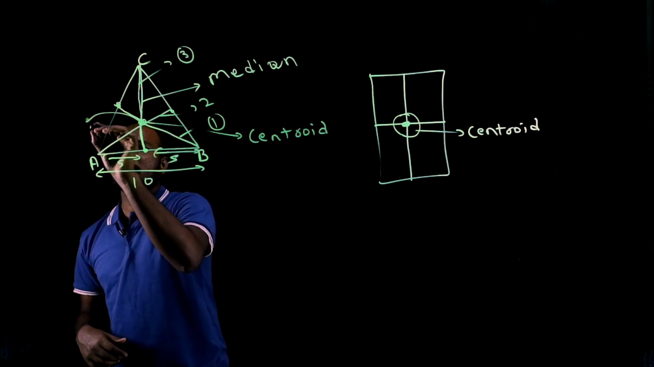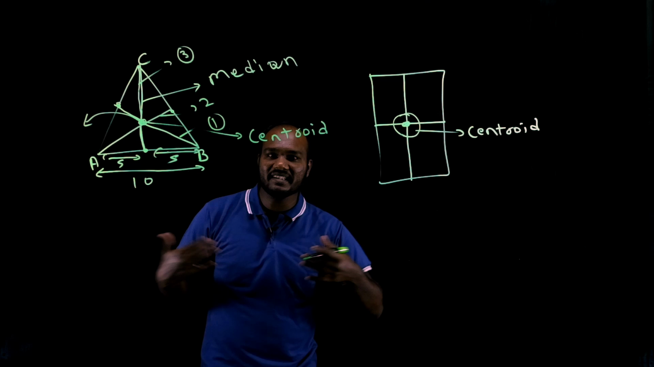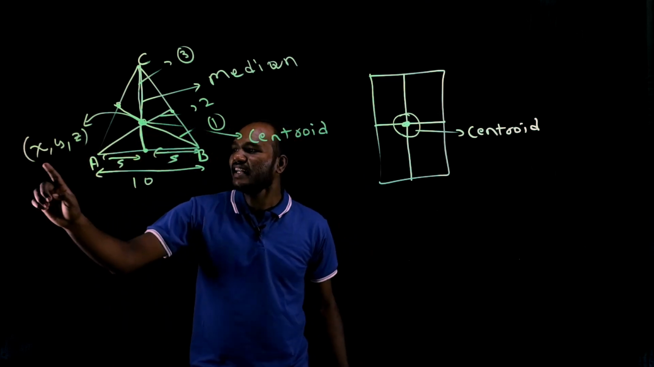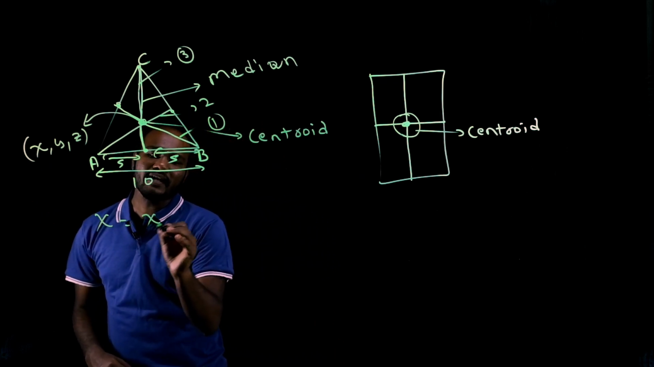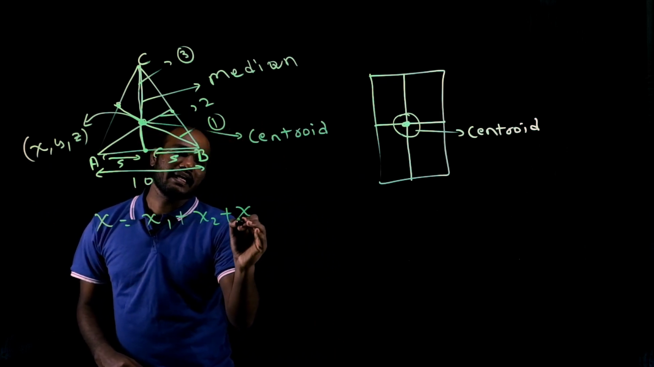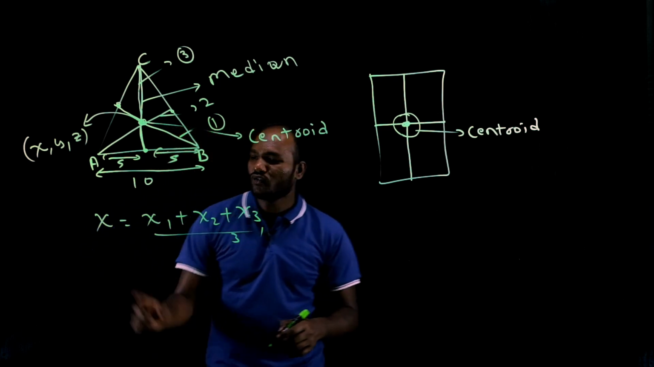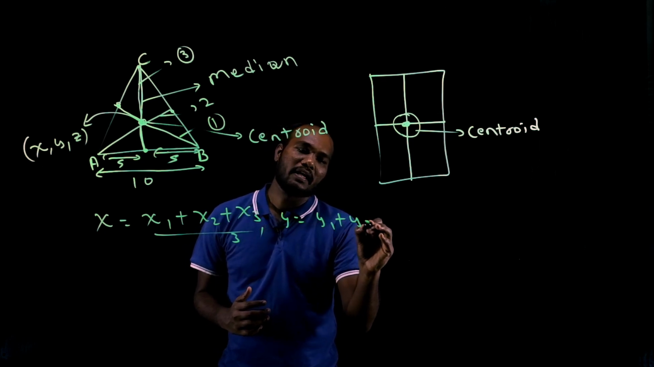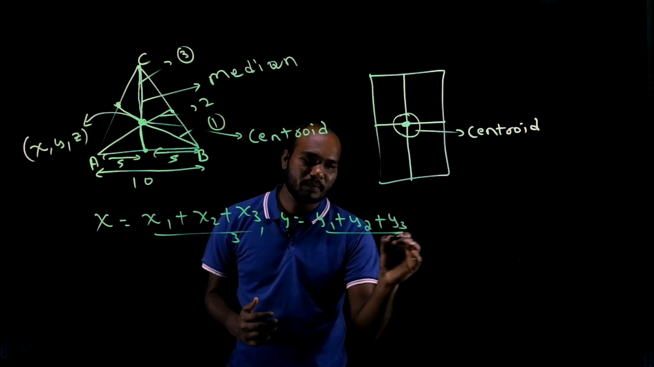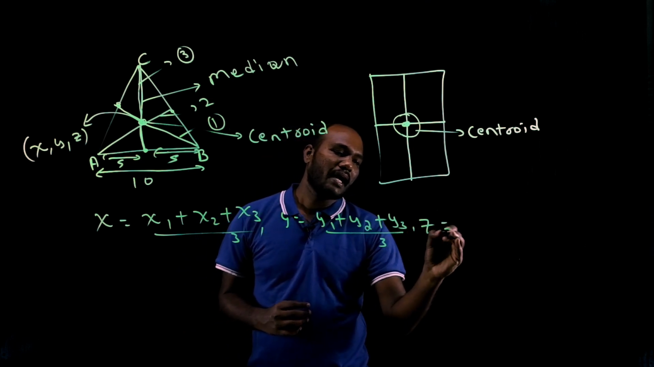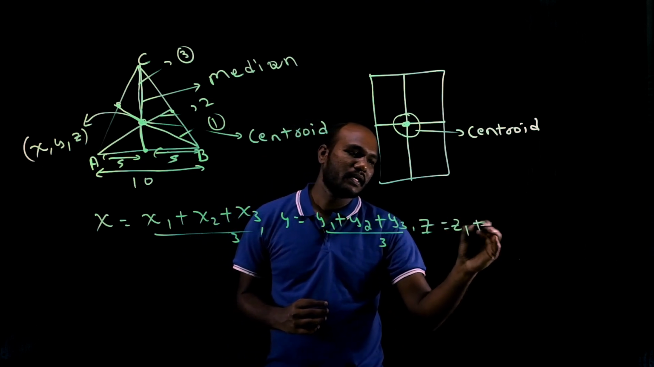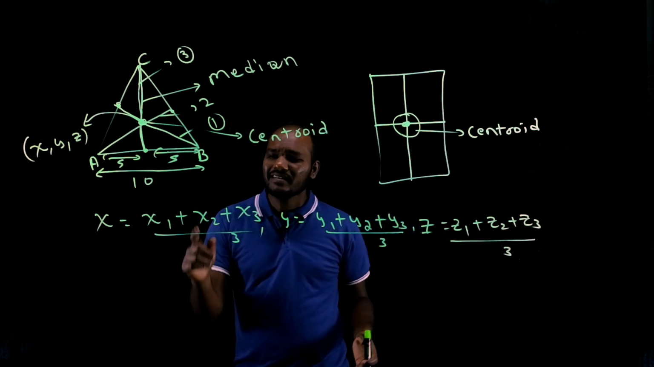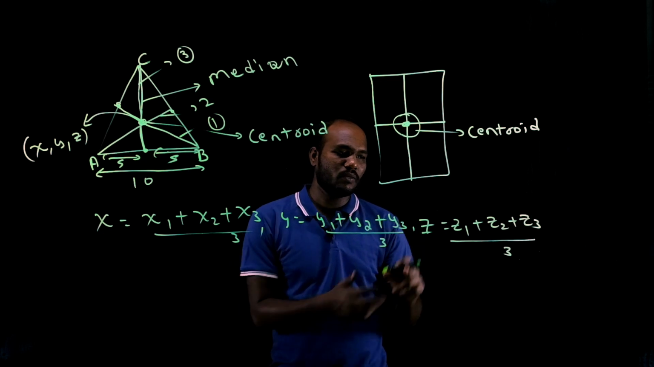Now let's learn the formula for the centroid. A point should have x, y and z coordinates, right? To find x, we add x1 plus x2 plus x3 divided by 3. To find the y ordinate, we add all the components of y, that is y1 plus y2 plus y3 divided by 3. To get z, we add all the z components, that is z1 plus z2 plus z3 divided by 3. Now, what are x1, x2, x3, y1, y2, y3, and z1, z2, z3?